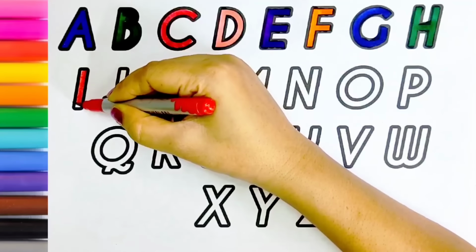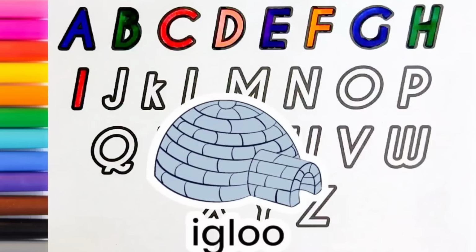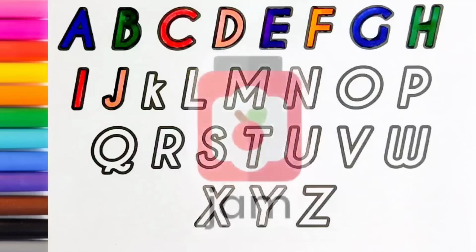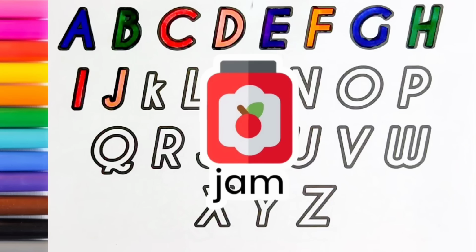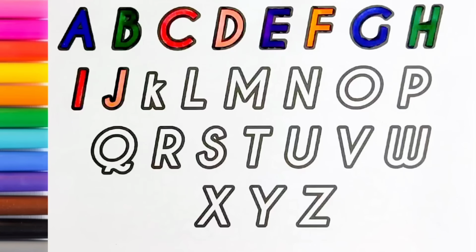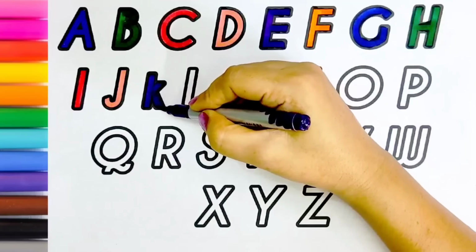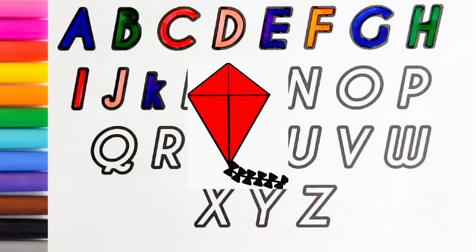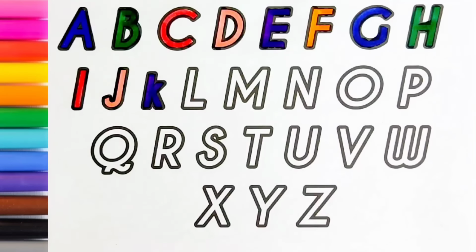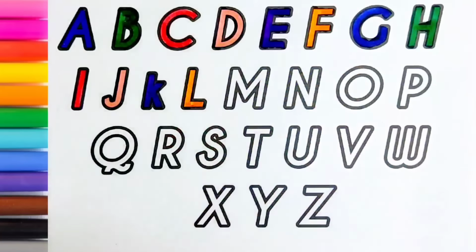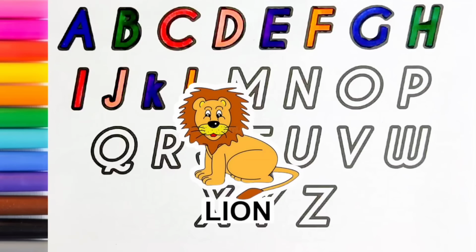Red color. I. I for igloo. Pink color. J. J for jam. Purple color. K. K for kite. Orange color. L. L for lion.